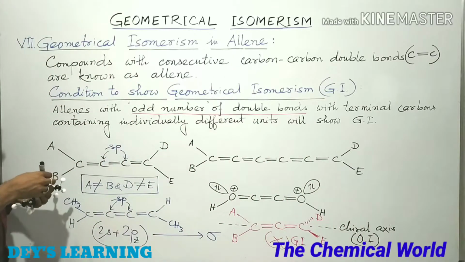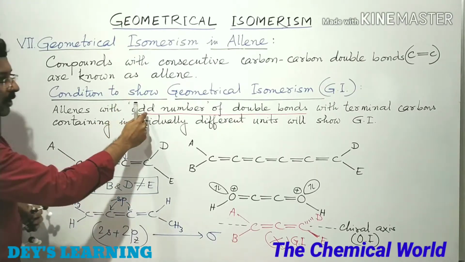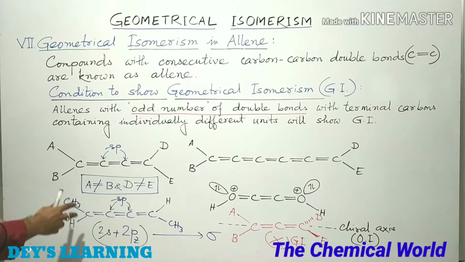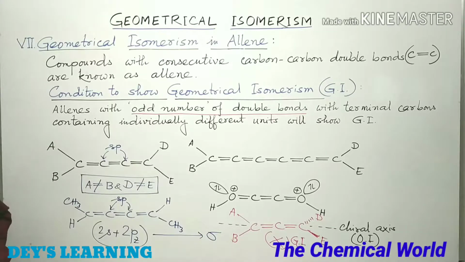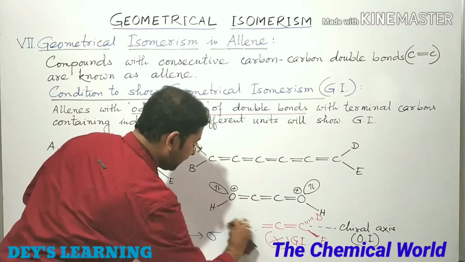So the condition of geometrical isomerism is that it must contain an odd number of double bonds and terminal carbons containing individually different units. Okay, this part will be discussed later.